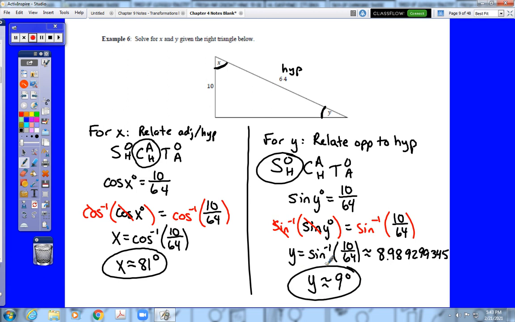Does our answer make sense? Well, if we think about it, this is a right triangle, which means the other two angles should add up to 90 degrees, which our answers do. When rounded correctly, they add up to 90 degrees, so it makes sense that those would be the correct answers.